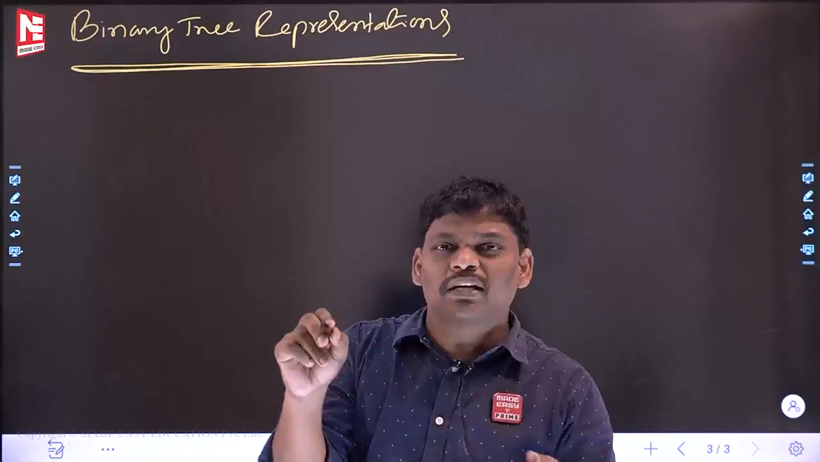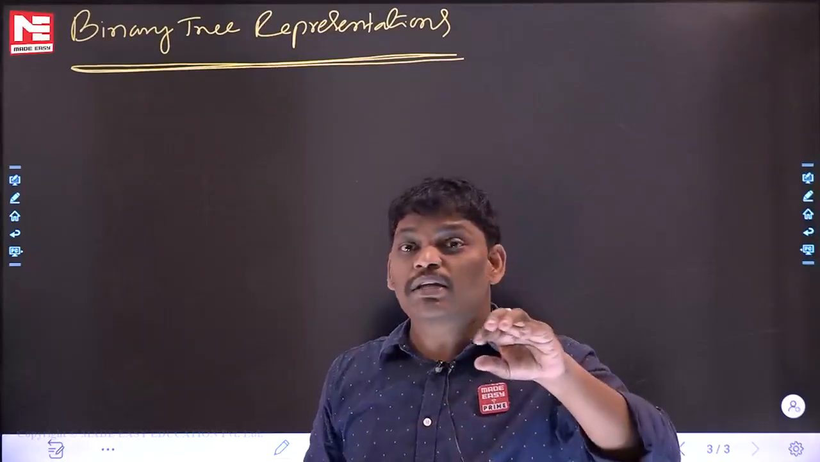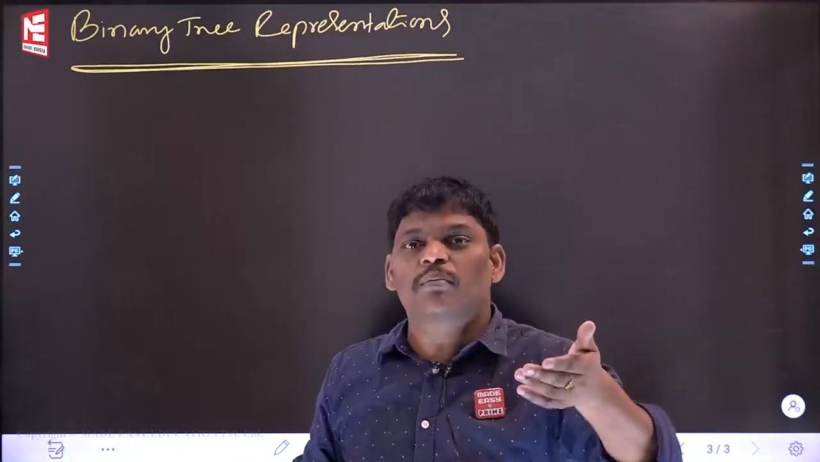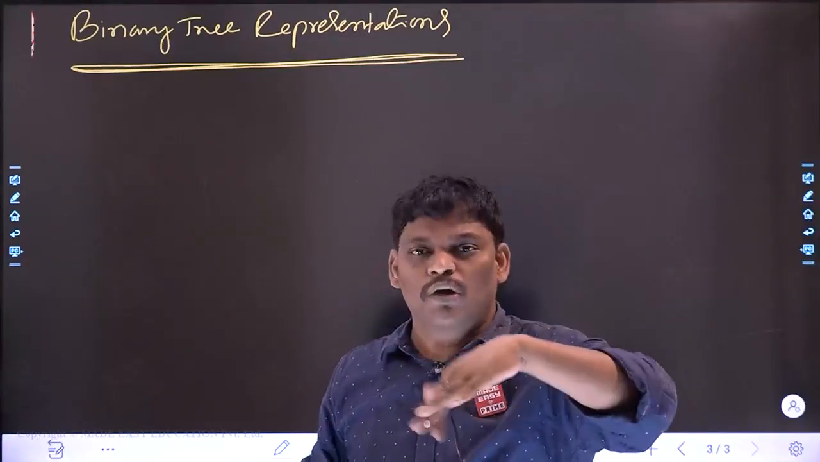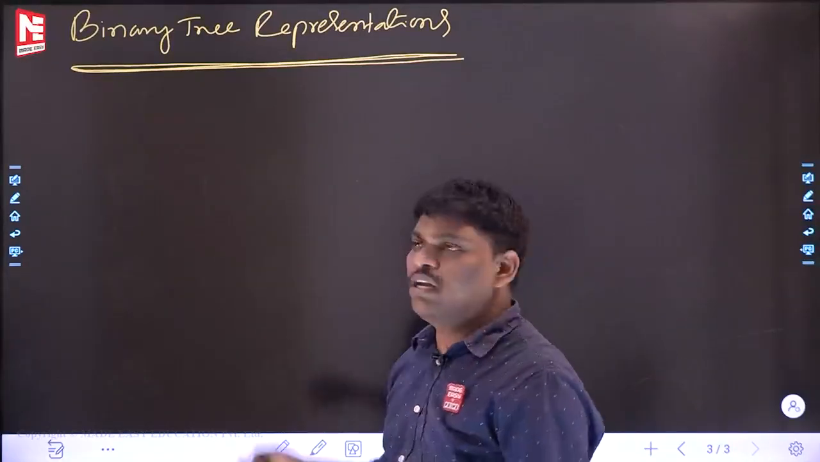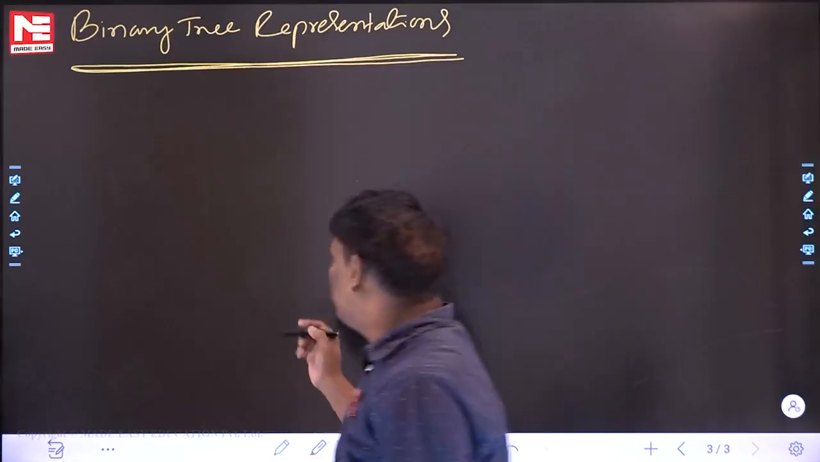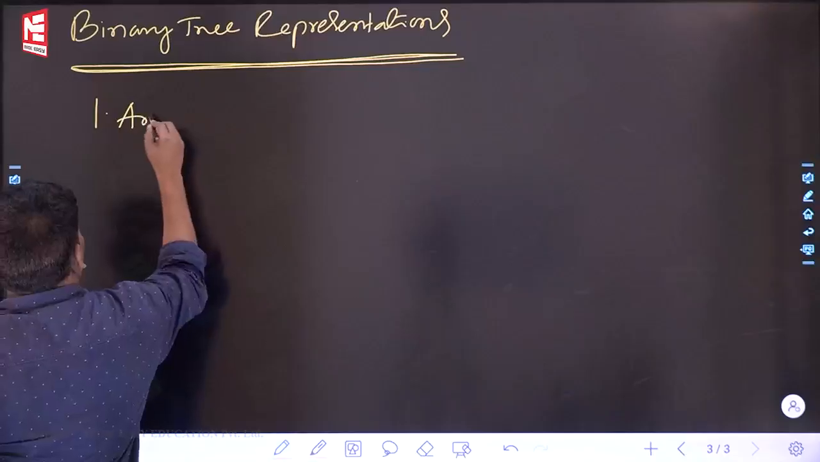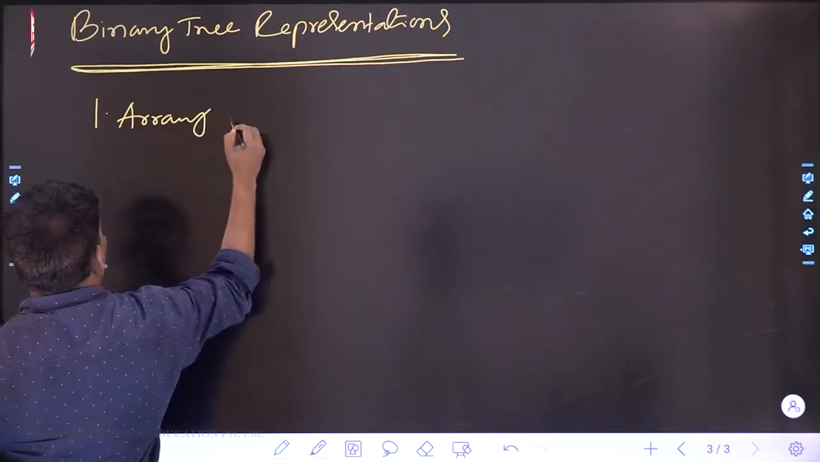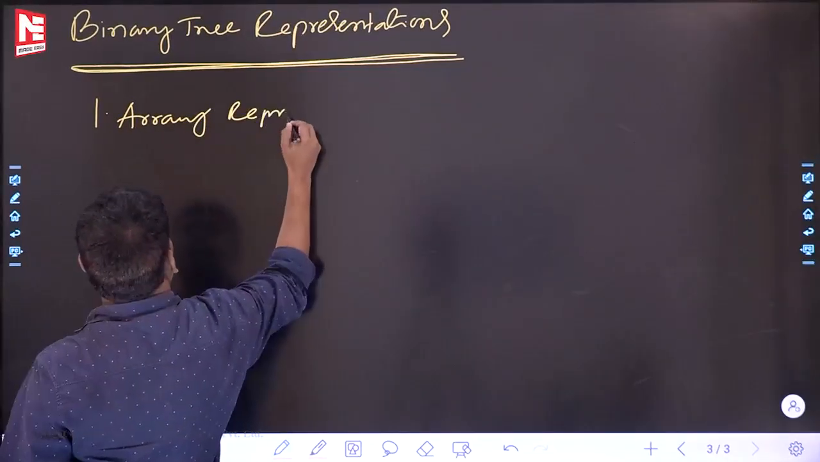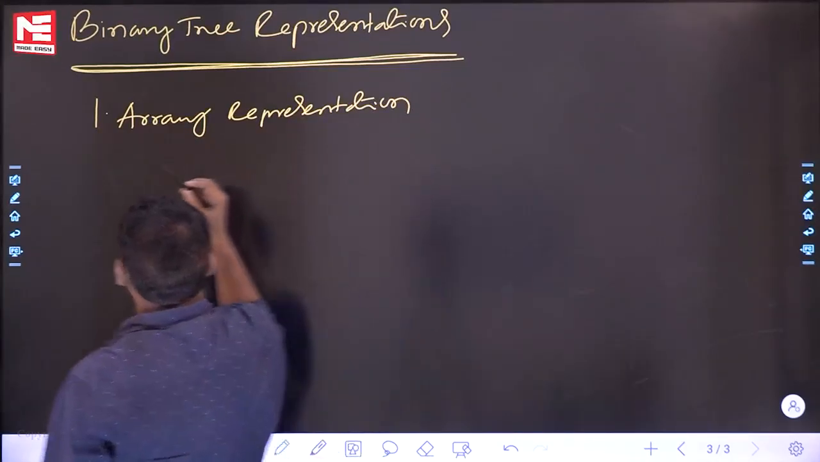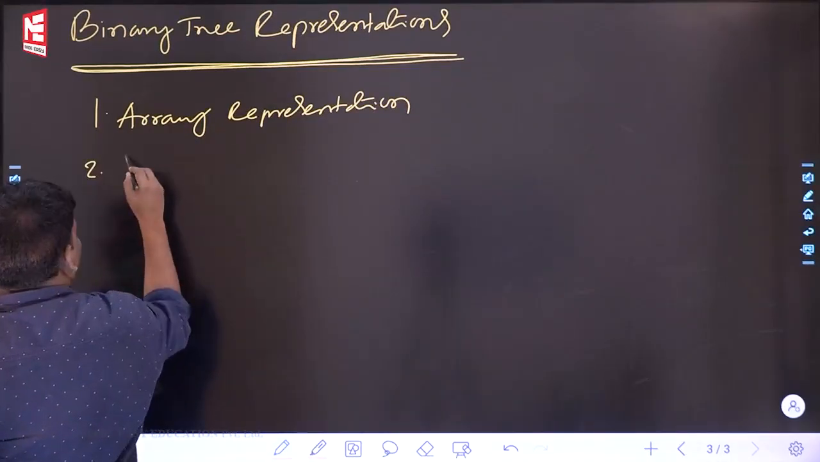Theoretically we study binary trees on paper, but inside the computer I want to keep it. How will I keep it? Otherwise, if my program wants to take a binary tree as input, how will I take it? That is called binary tree representation. Two representations are there. First one is array representation. Second one is linked list representation.